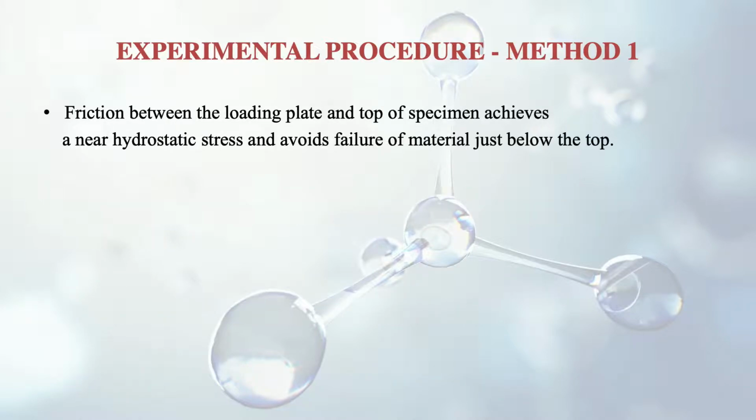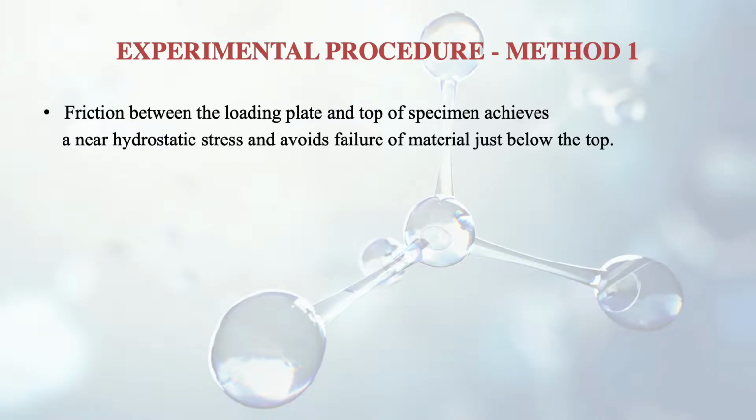As we talked earlier, the friction between the loading plate and the top of the specimen achieves a near hydrostatic stress. Hydrostatic stress, also known as volumetric stress, is a component of stress which has only uniaxial stresses and there is no shear component. So there is no chance of failure between the plate ends and the ends of the specimen as there is no shear. Meaning that this specimen will be acted upon by the compressive force from all directions. So it will be equal from all directions and thus avoids failure of the material.